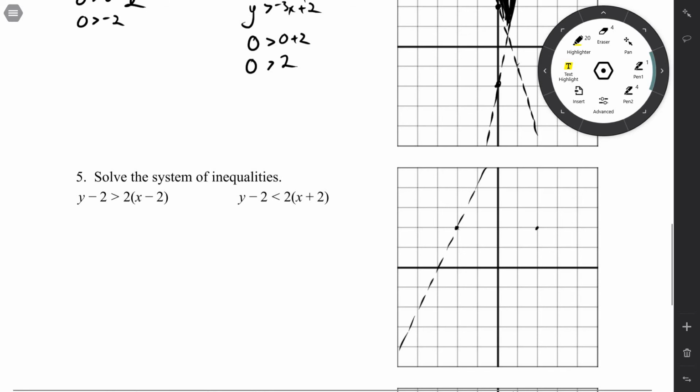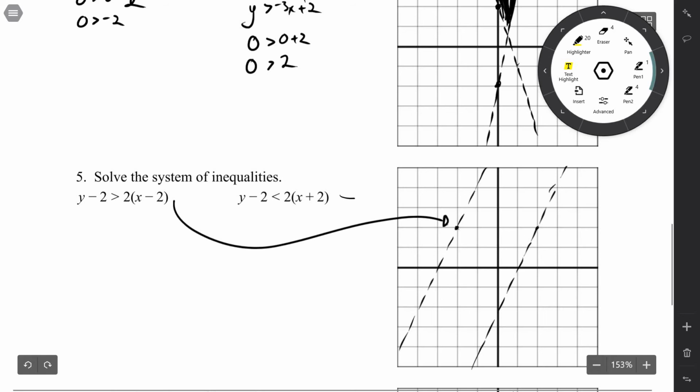Let's see, can I get that slope right? Yeah, okay. Both with dashed lines. Now, this one is this line here. This one is this line here. Let's try 0, 0 for both of them.